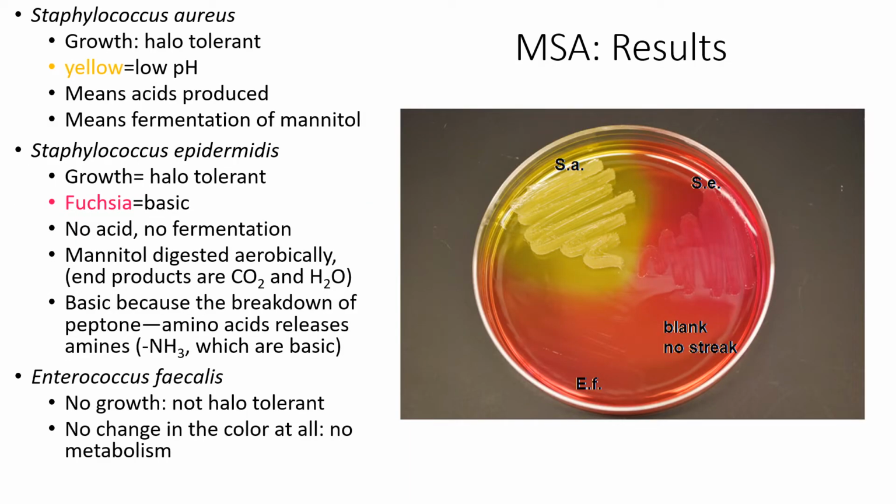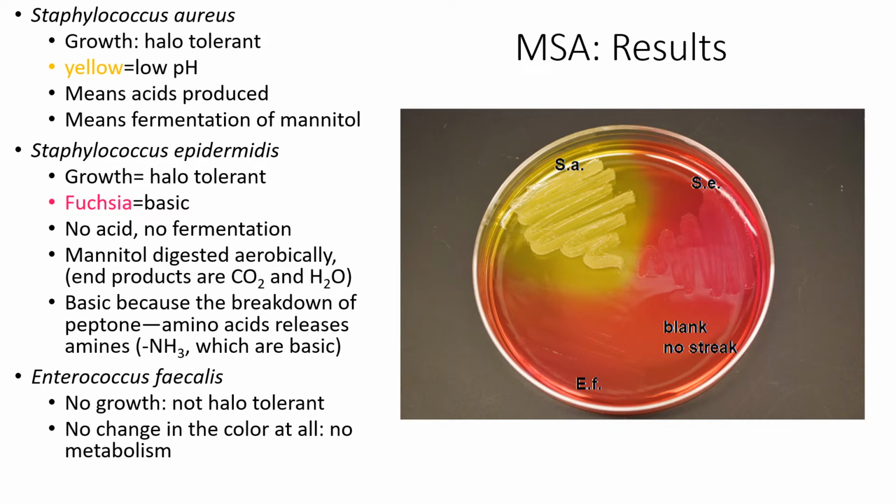When we would come back, this is what we would see. So I couldn't find a picture that only had 3 quadrants. This had 4, and that's actually probably better because the fourth in this case is no streak. So you could just see the color of the mannitol salt agar initially and compare it to the rest of them.